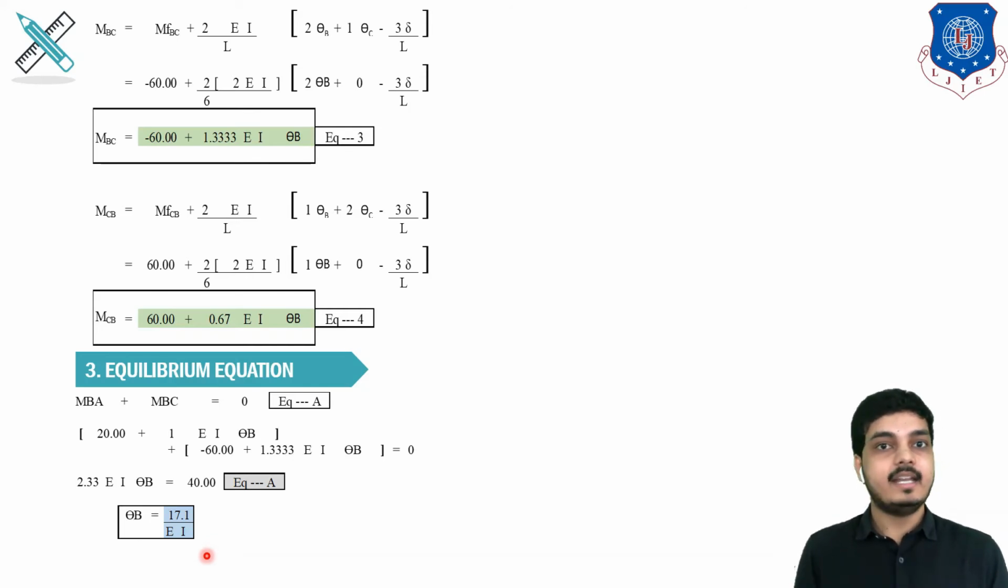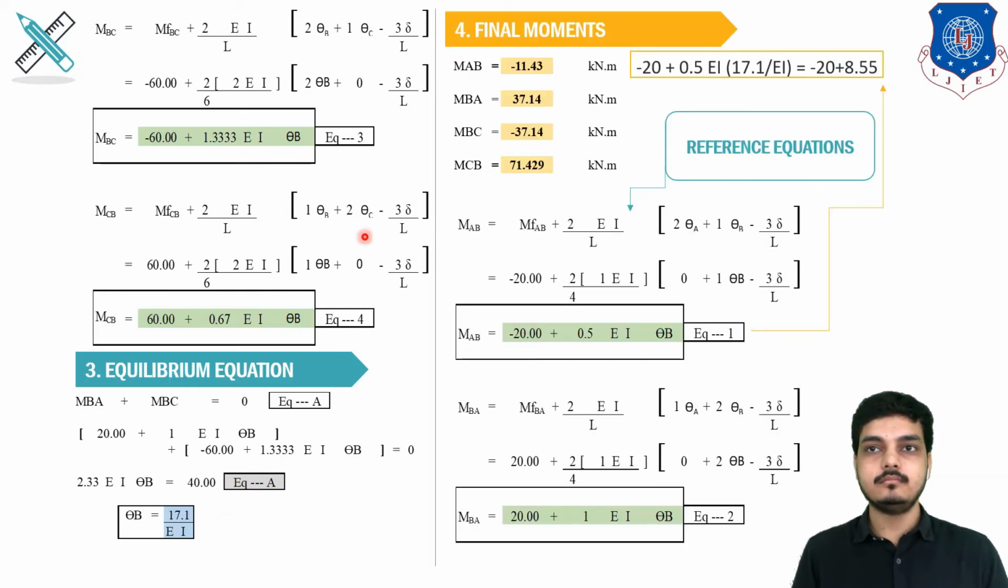So I have found my unknown. After getting the theta B value, I will place it in each of the equations 1, 2, 3 and 4 which we found in step number 2 of slope deflection, and I will get all my final moments. Let's see how. Our next step is the final moments: MAB, MBA, MBC and MCB. How do we find all four values? These are my equations 1, 2, 3, 4, which I have kept for reference.